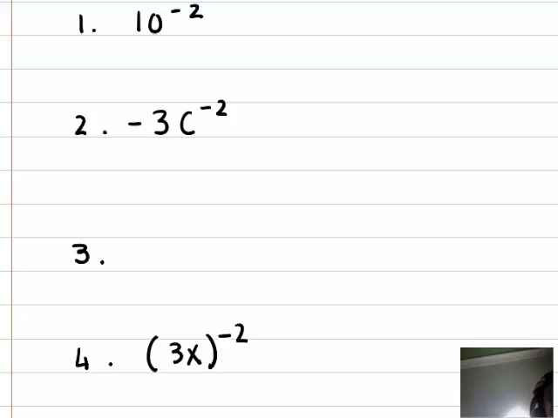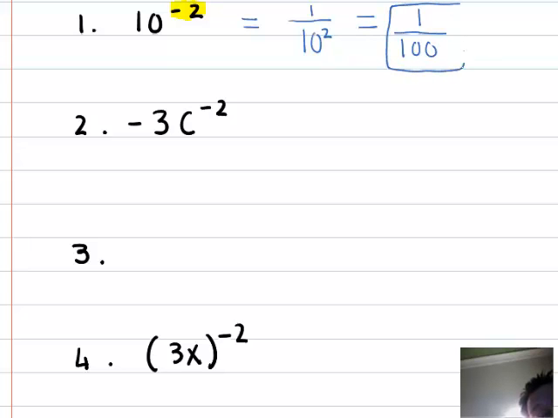Let's go back to number 1. First of all, I notice a negative exponent, so from my first law, I know that this is the same as 1 over 10 to the second power. Negative exponent, take the 1 over. And 1 over 10 to the second is the same as 1 over 100.